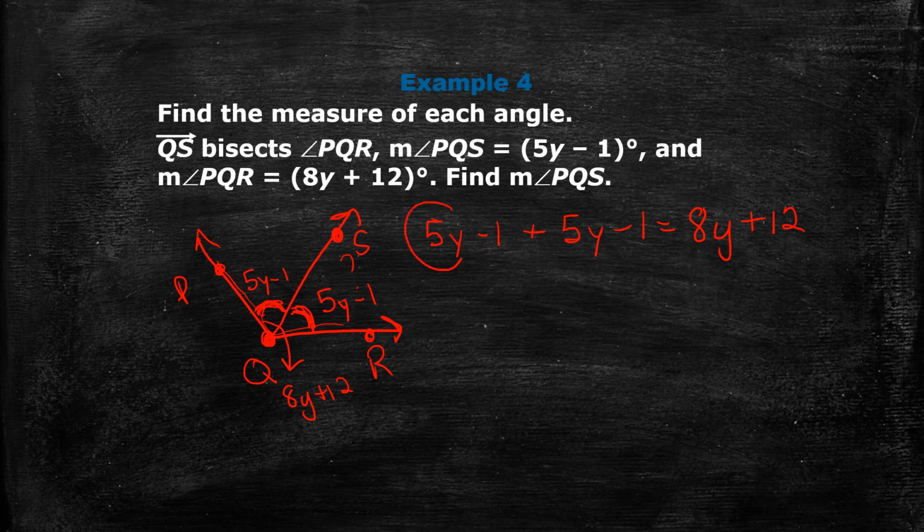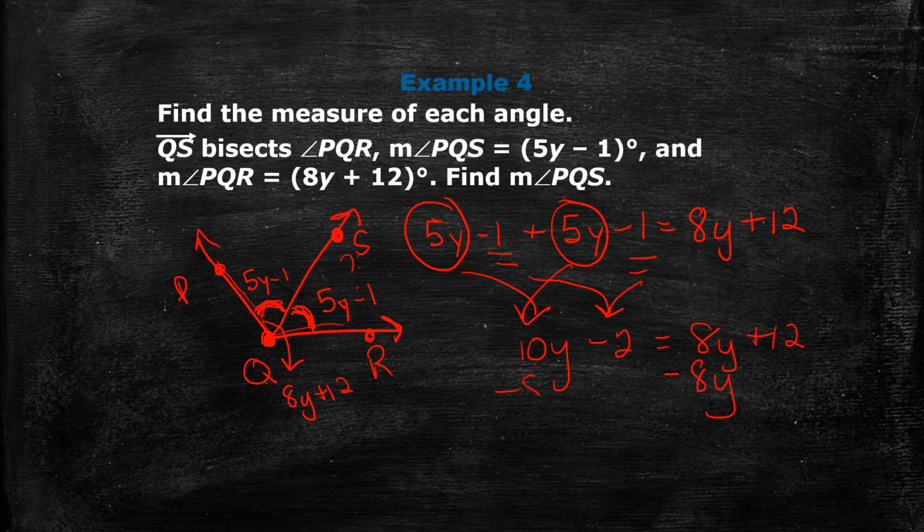And now we can combine like terms on each side of the equal sign. So 5y and 5y combine to make 10y. Negative 1 and negative 1 combine to make negative 2. And then 8y plus 12, that's already simplified. I'm going to subtract 8y from both sides. So we get 2y minus 2 equals 12. I'm going to add 2 to both sides. So we get 2y equals 14. Divide by 2, so y is equal to 7. So we found our y.